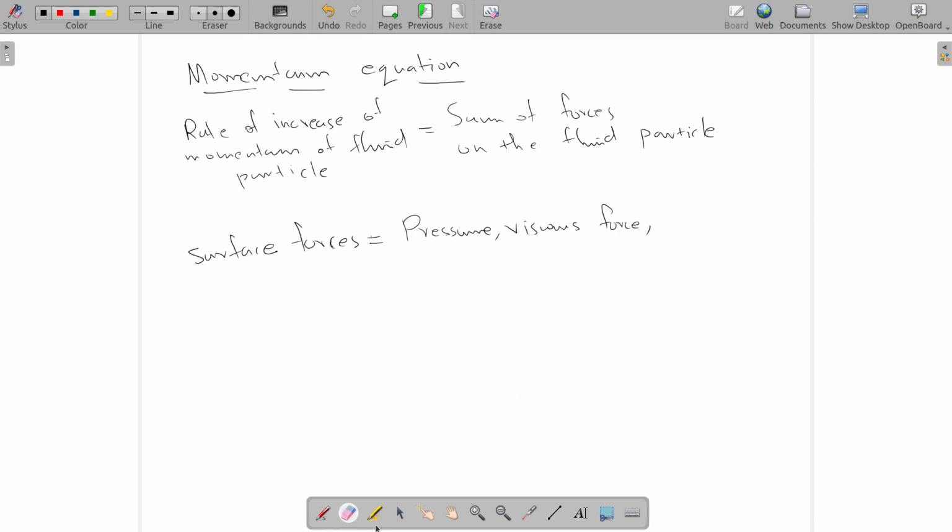Gravity is a body force. And you can also have different types of body forces. This can be due to gravity or any centrifugal force or forces like that. These are the extra forces we will consider. But our equation will mostly have these pressure forces and viscous forces.